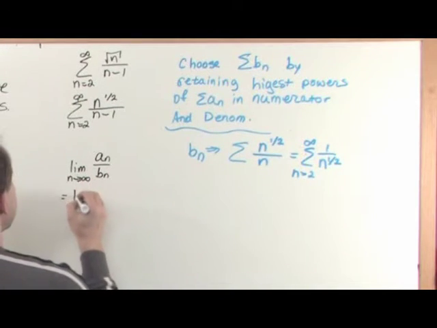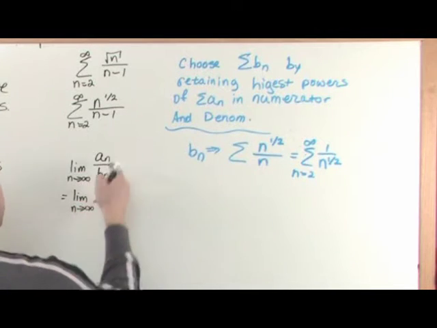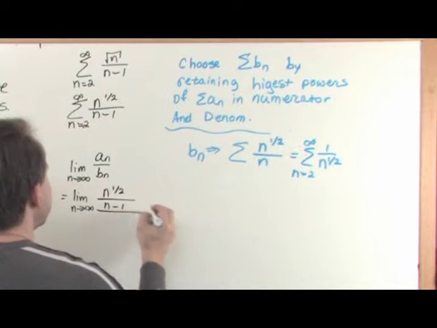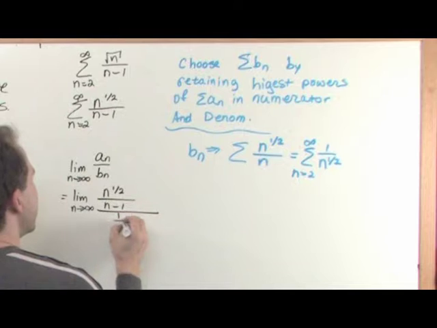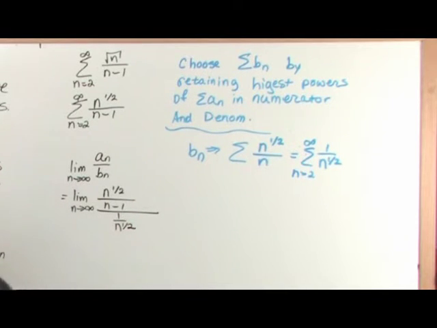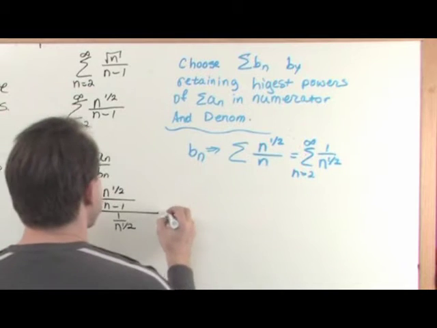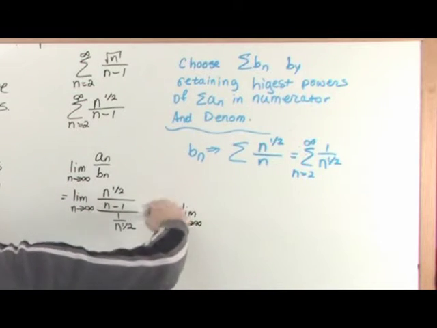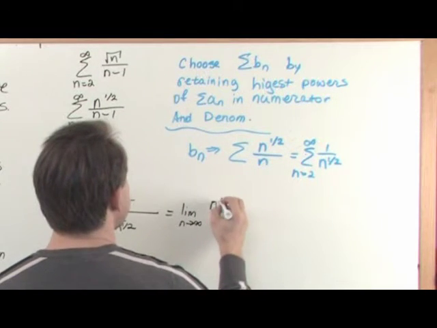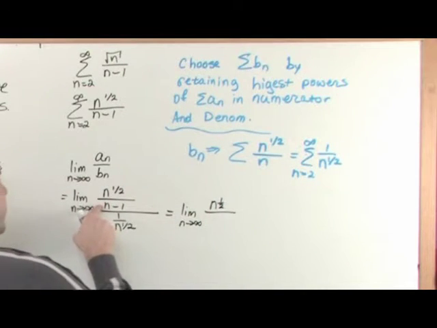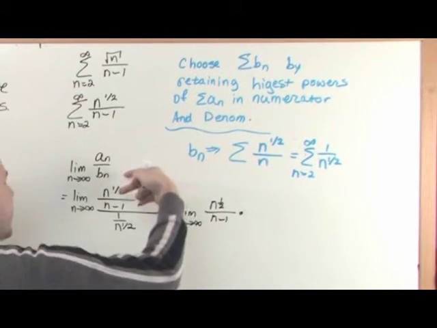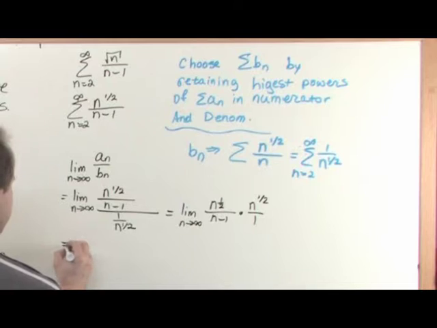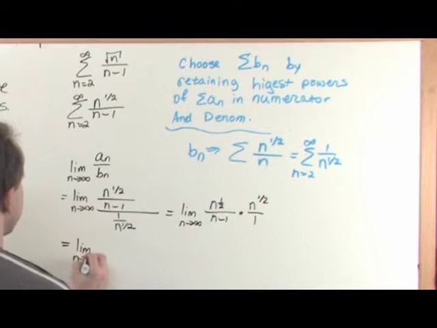Okay, so that's going to equal the limit as n goes to infinity. a sub n is equal to n to the 1/2 over n minus 1, and I'm dividing that by b sub n, which is 1 over n to the 1/2. Okay, so let me simplify this. We're going to have the limit as n goes to infinity. I'm going to take this fraction, flip it over, and multiply it. So I'm going to have n to the 1/2 over n minus 1 times, flipping this fraction over, n to the 1/2 over 1. All I did was flip it over and multiply. I haven't even done the multiplication yet. Limit as n goes to infinity.